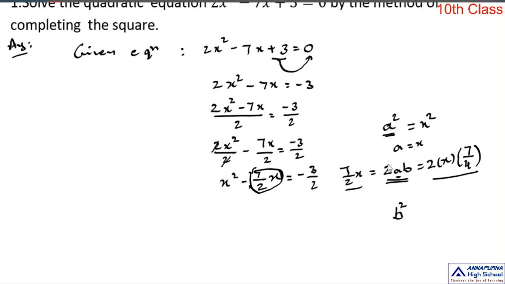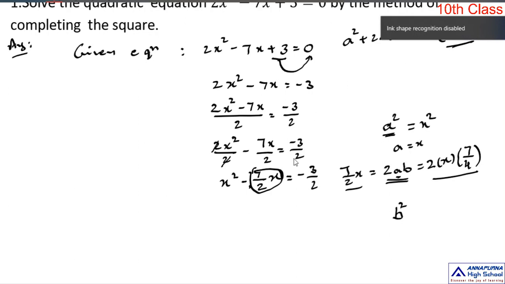Okay, so a square plus 2ab plus b square. What is the identity? A square plus 2ab plus b square is equal to a plus b whole square. That means here we get a perfect square. So what is our target? We change the left side expression to a plus b whole square.